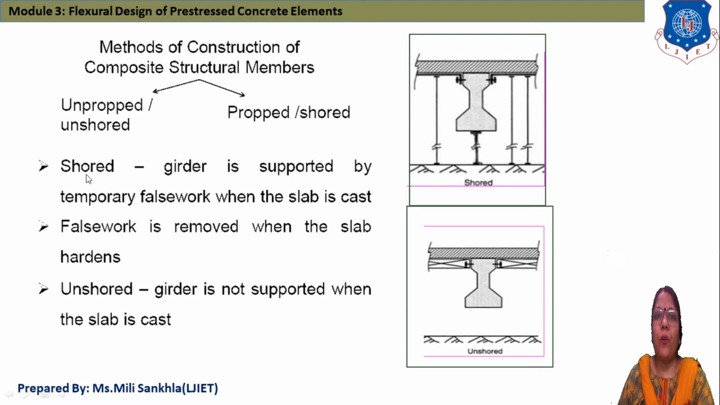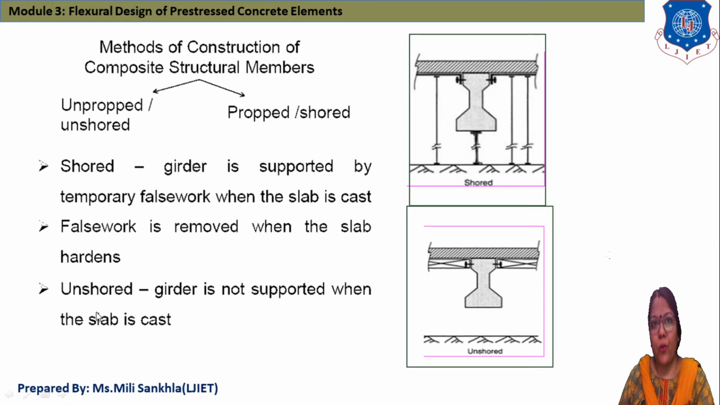Now first of all, shored, or second name propped: the girder is supported by temporary false work when the slab is cast, okay. This one is shored or propped, and this girder is provided to support the slab. The false work is removed when the slab is hardened, okay. Here the false work is this supported I-girder, which is removed when the slab is hardening, okay.